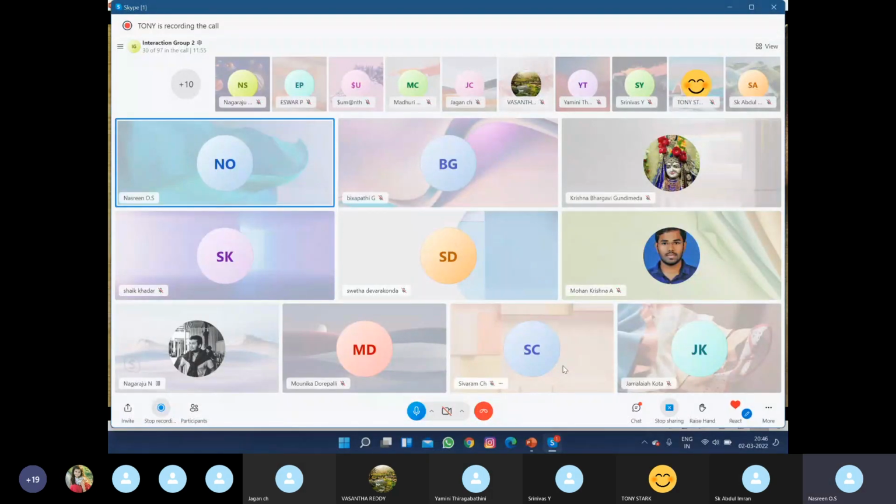Is my screen visible? Yes, it's visible.